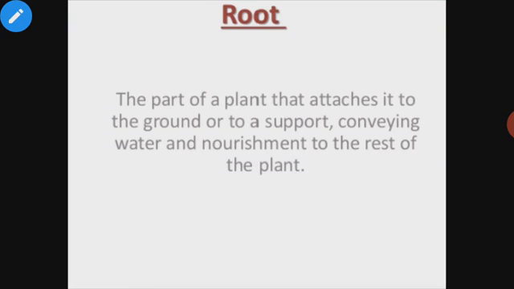In the previous lecture, I discussed the root system, different types of root system: tap root system and fibrous root system. Today my topic is modification of roots.